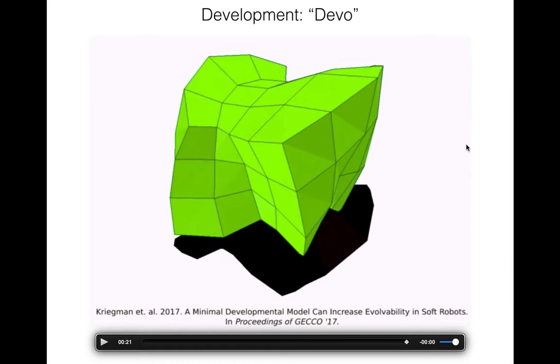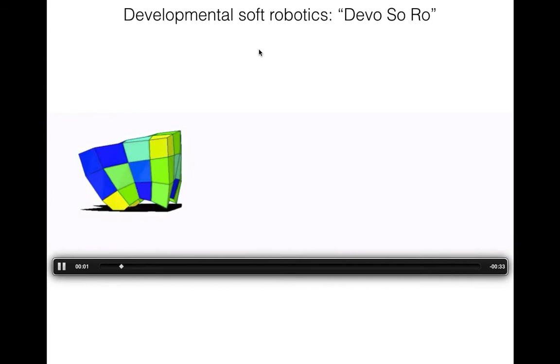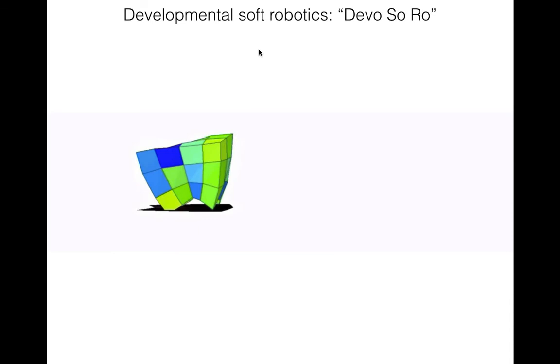We have the fast timescale, which is the controller, which is oscillating the volume of these voxels around a resting volume. And then we have a developmental trajectory, which is changing the resting volume over time. And when you put these two timescales together, you get things like this. So this is the same robot with those two temporal patterns that I just showed you put together.